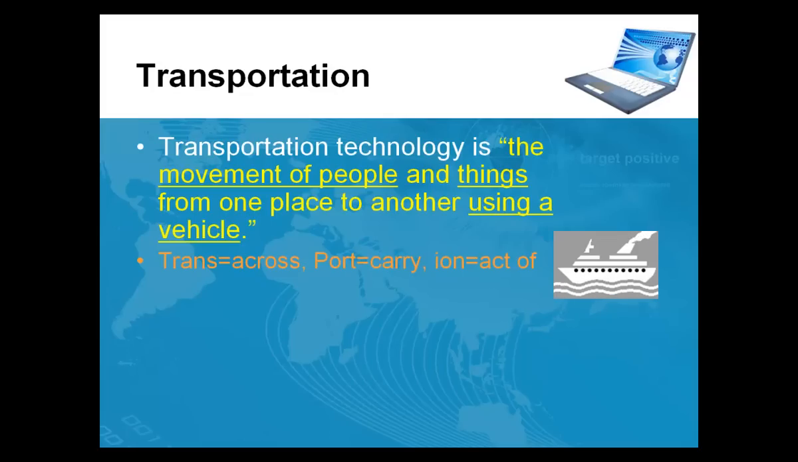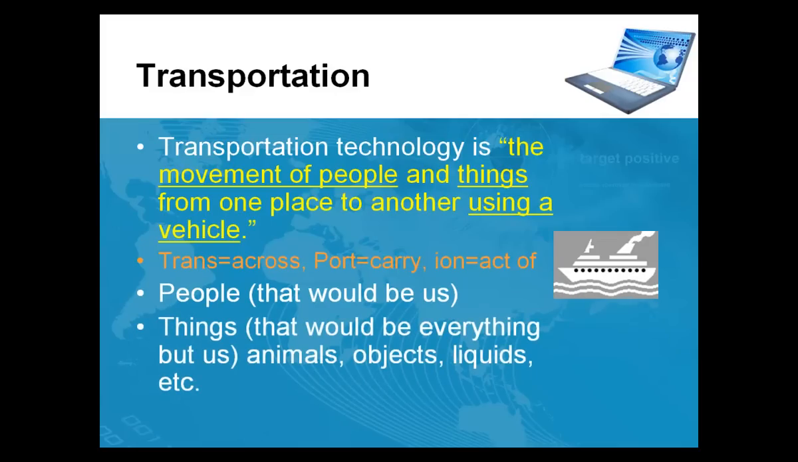Your STEM words: trans means across, port means to carry, and ion is the act of. So transportation is the act of carrying something across. It could be across the street, across the road, across the city, across the state, across the world. But transportation, again, is all around us. The only two things that we look at transporting would be people and then everything else. We're not going to limit or restrict it in any other way other than that. So we only have two things as far as transportation technology that we're going to look at that are transported.